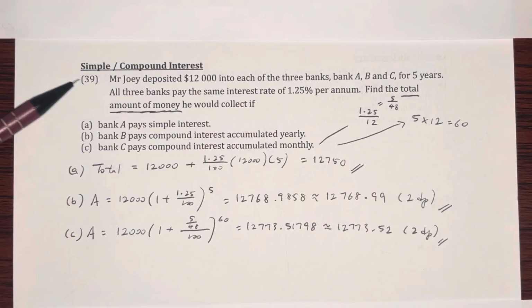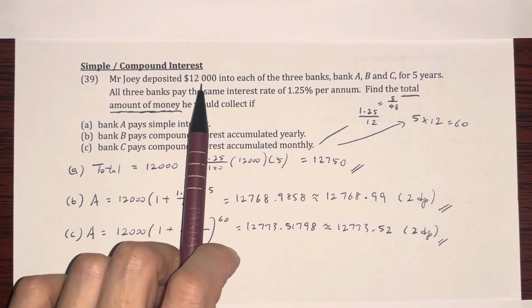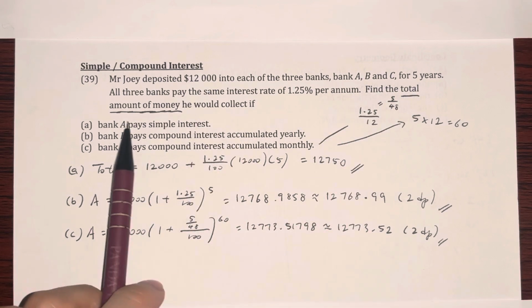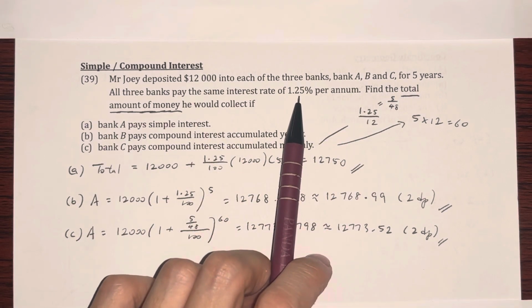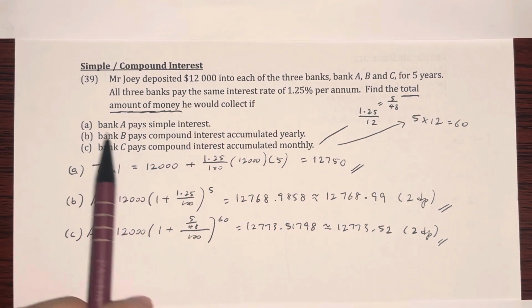So today we're going to do simple and compound interest. Okay, so let's go for the question. We have $12,000 going to 3 banks. All of them pay the same percentage per year, and then find the total amount in the 3 different banks.